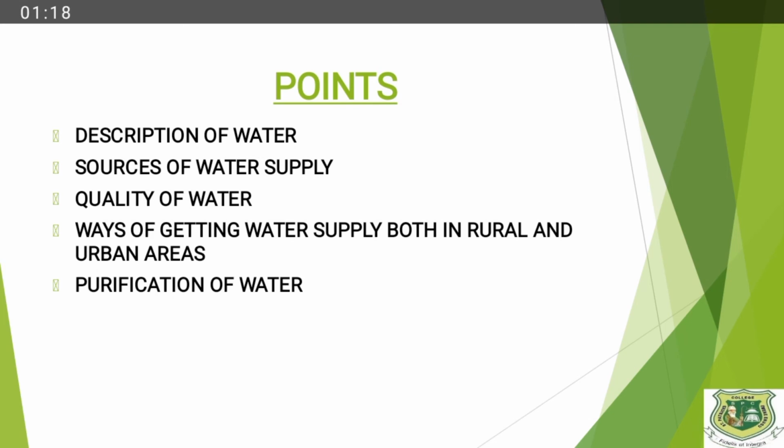earth. Sources of water. This water is got from rainfall and underground water. Examples of underground water are spring, stream, well, and borehole. While we have surface water like lakes and rivers.